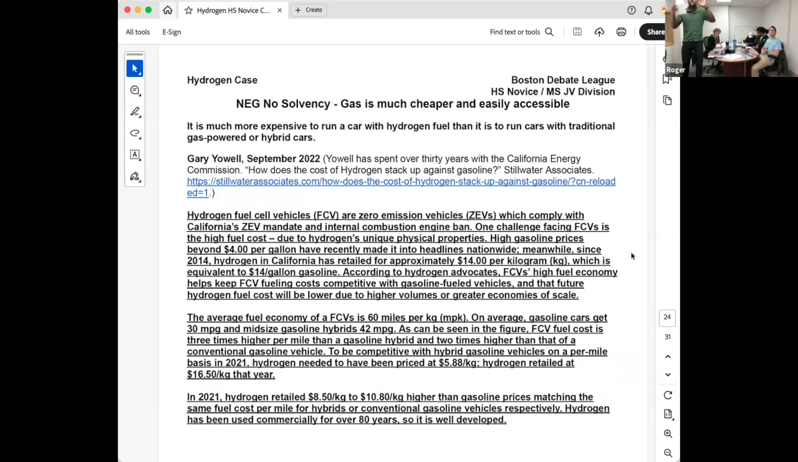They want to sell you this story about what could happen. We're talking about what's actually happening. These programs are in place in Boston to help homeowners with cooling places and to build barriers to help with flooding. And on page 24, it says it is much more expensive to run a car with hydrogen fuel than with traditional gas-powered hybrid cars. Again, highlighting the fact that it costs a lot of money to do this.